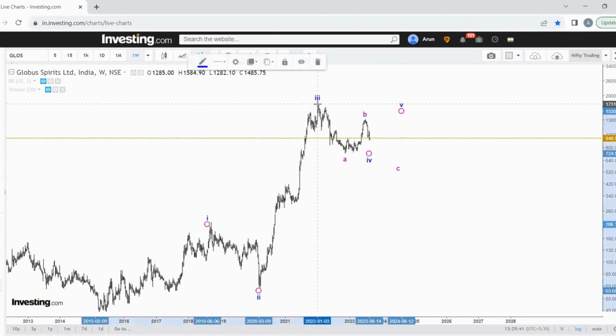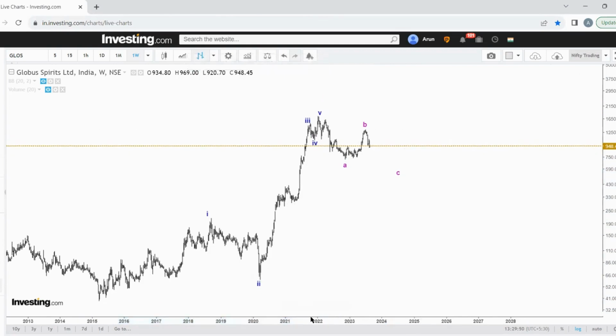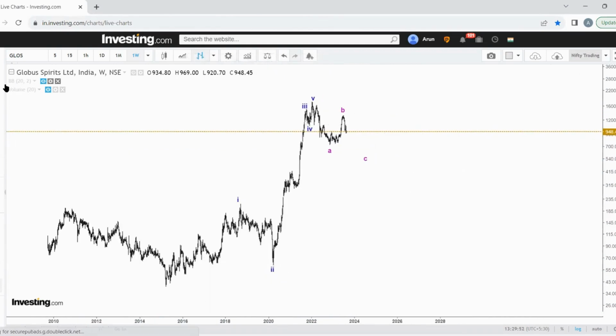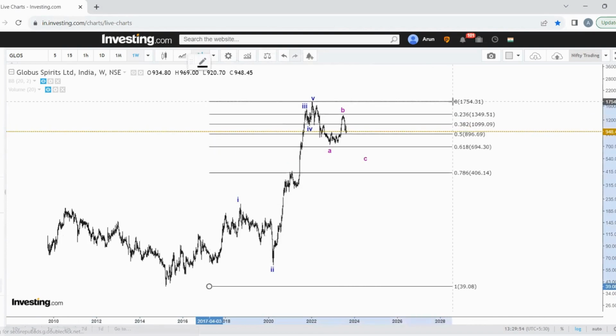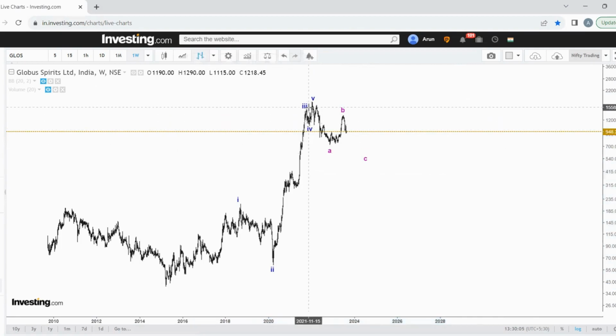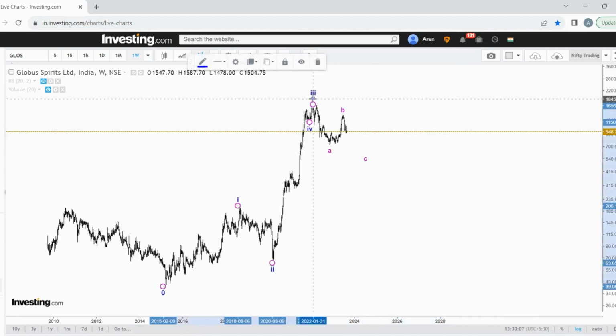Either entire 5 wave has been completed here. Okay. There is one possibility, 1, 5, and ABC. And the retracement we look forward is this level, 694, 700 zone. Or this is only third wave. And this is fourth.